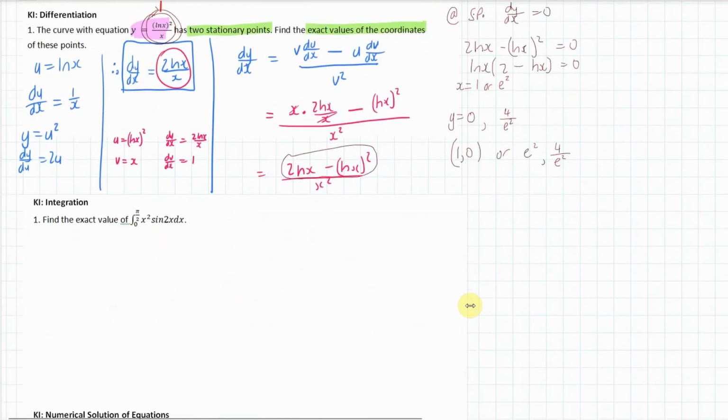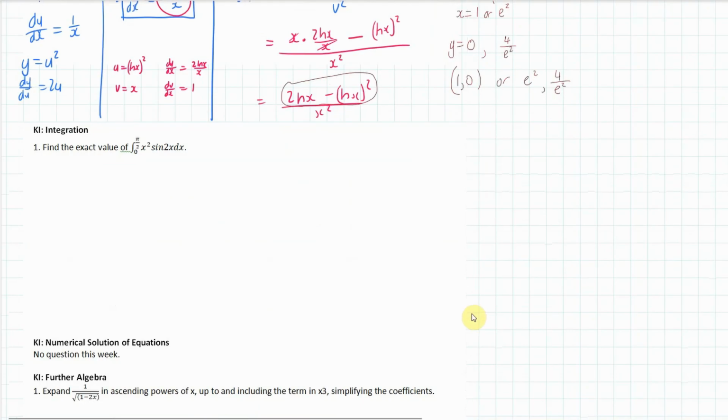Okay. Well, now we're going to try and find, doing integration, the exact value of this. This is, of course, our old favourite, the integration by parts. And it looks to me like we might have to do it twice. So I'll start off by saying u is equal to x squared. And so du dx must be equal to 2x. And I'll say that, therefore, the other one is dv dx, which is sine 2x.